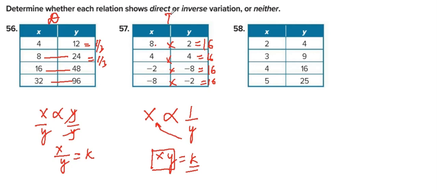This is inverse variation. And even if you divide, 8 divided by 2 is 4, 4 divided by 4 is 1. So dividing is not giving me the same answer, so it is not direct. For direct, you will divide. For inverse, you will multiply.